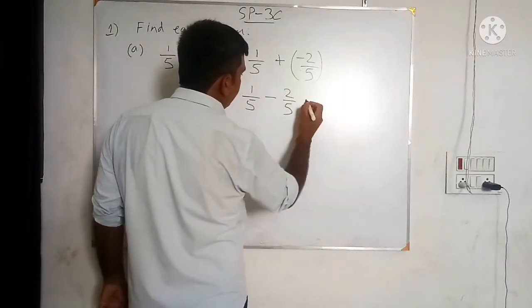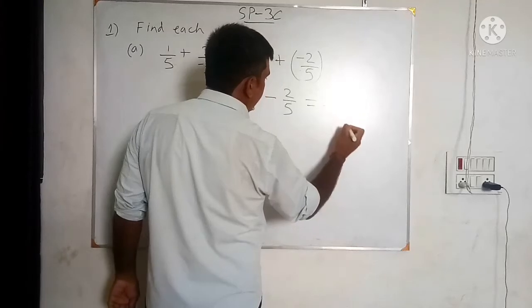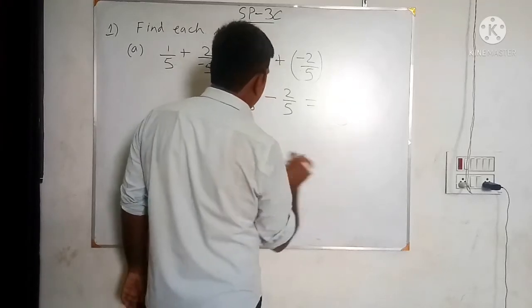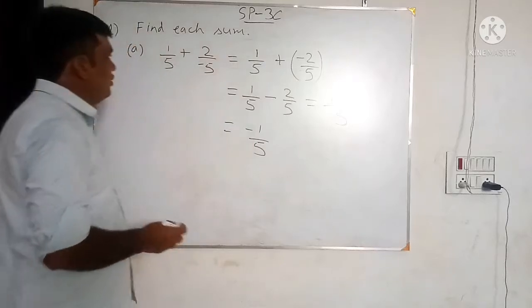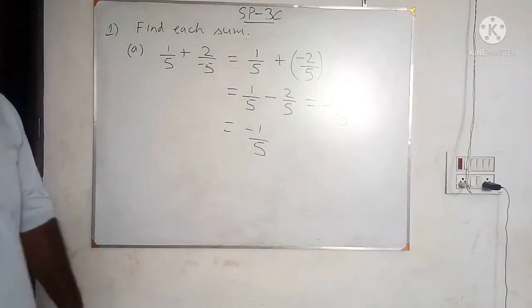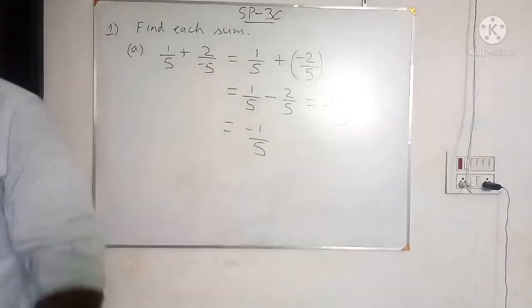Now both the denominators are the same. Take the denominator common and subtract the numerators. 1 minus 2 gives you minus 1 by 5. Like this you have to do. Now I am going to solve the next question.